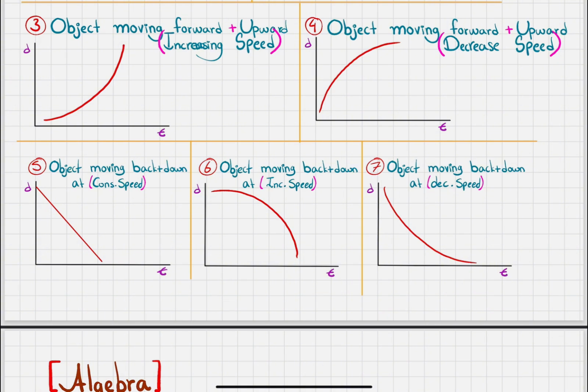So in example 6, the curve is much farther from the y-axis. This means that the speed is faster because there's a higher slope. In example 7, the slope or curve is much closer to the y-axis. This means that there is a low slope. This means the speed is slow.